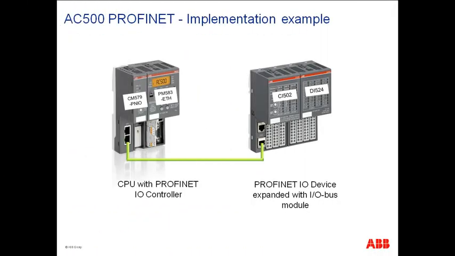A sample hardware connectivity is shown on the screen, in which a CM579 PROFINET I/O controller is connected to one CI502 I/O device. This I/O device is further expanded with a DI524 digital input module.